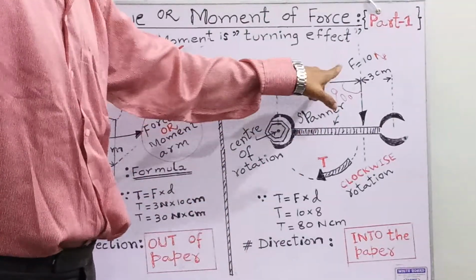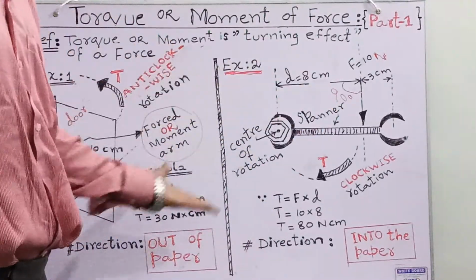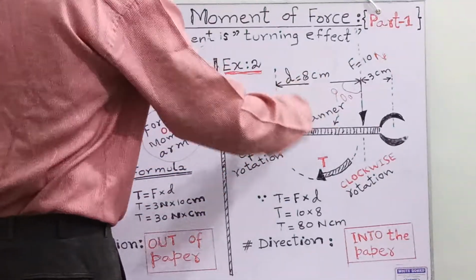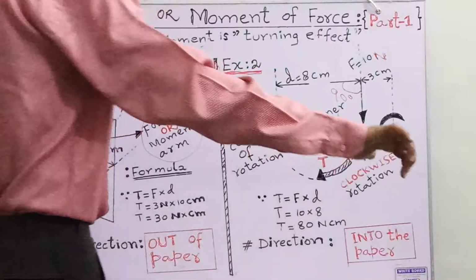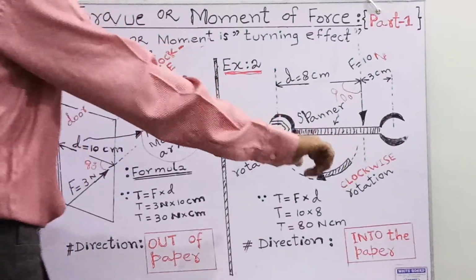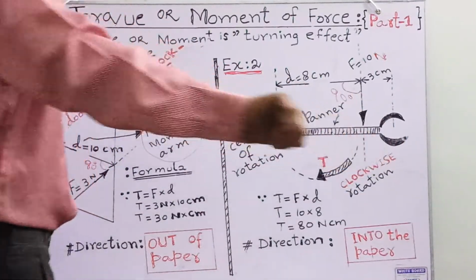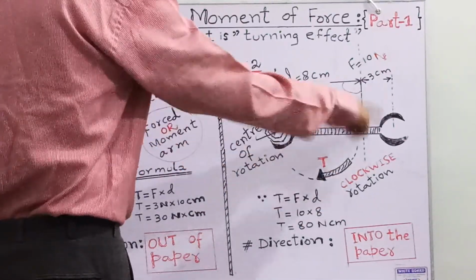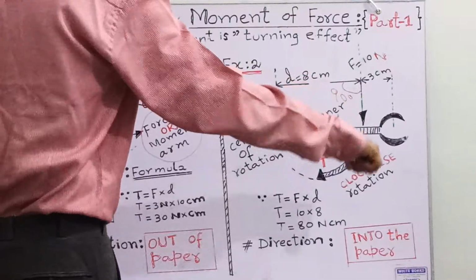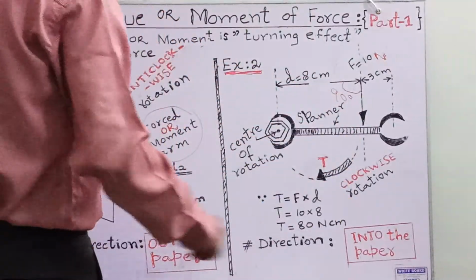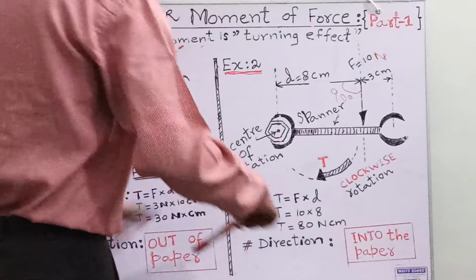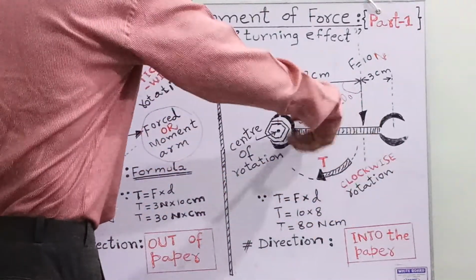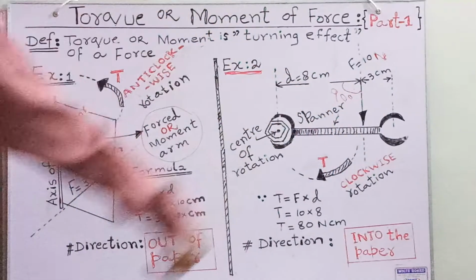And as far as the direction is concerned, once again, when the rotation of the body is clockwise, the direction of the torque is the same as the direction of my thumb, which is pointing inward. Hence we can say that when the direction of the rotation is clockwise, the direction of the torque is always into the paper. When it is anti-clockwise, it is out of the paper.